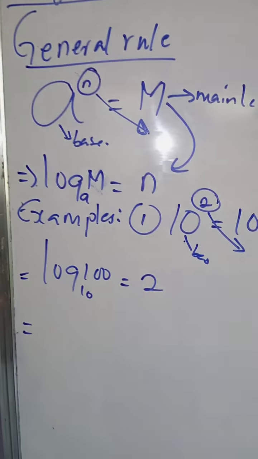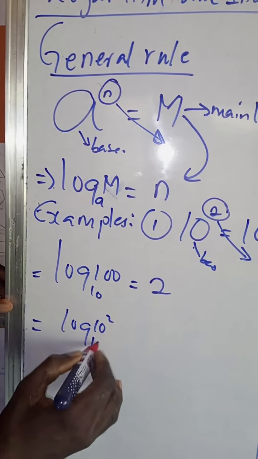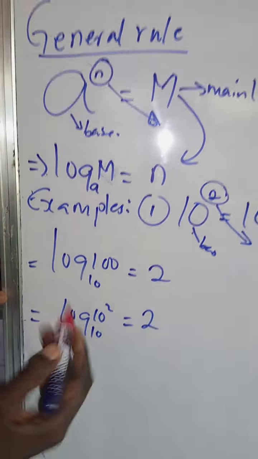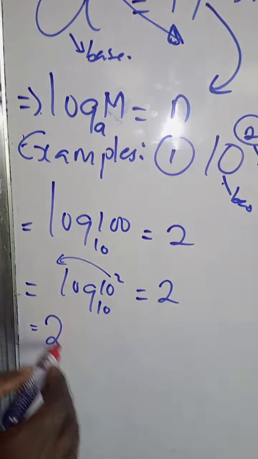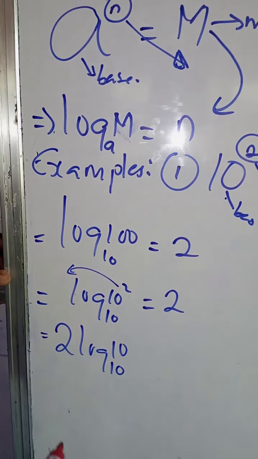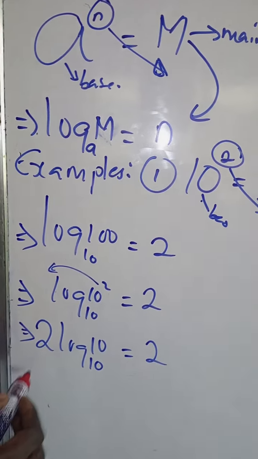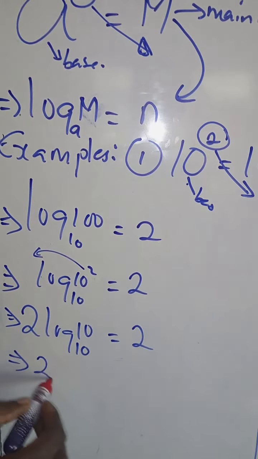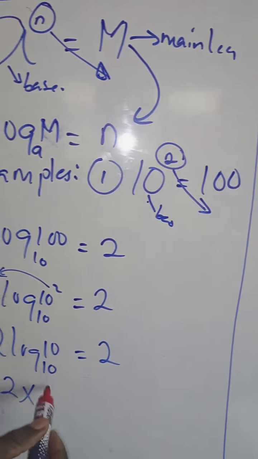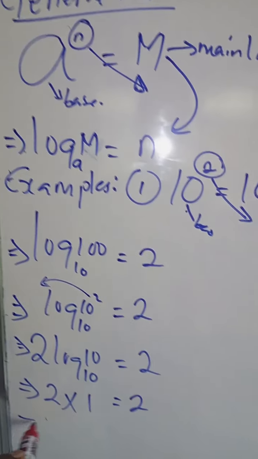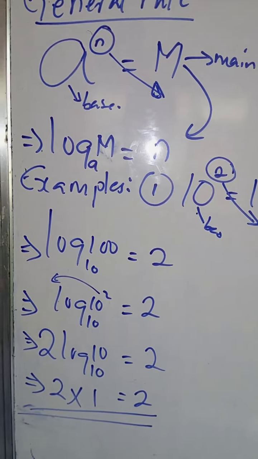So this one will now be equal to log 100, which is 10 raised to power 2, base 10. Now in log, the power will usually go to the front. So that will be 2 log 10 base 10, which is equal to 2. And this will be 2 multiplied by log of the same number as the base, and log of the same number as the base is 1 in logarithm. Can that give me 2? 2 times 1 will surely give me 2. So it's still the same.